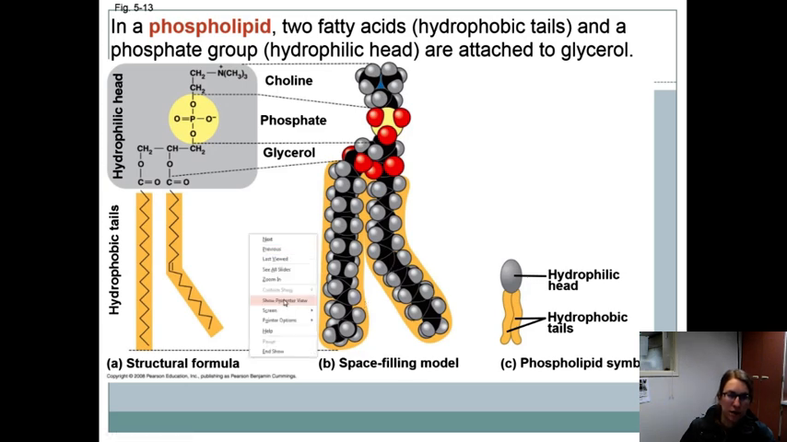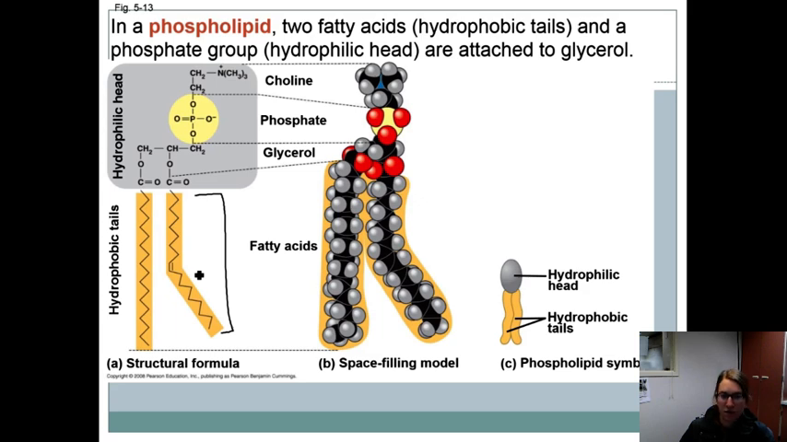So you can see on here, it's a little bit of a simplified picture, but we've got our two fatty acids right here. In this particular one, one of them is saturated and has no double bonds between carbons, and the other one is unsaturated and has that double bond that makes it bend. But there are phospholipids that have two that are saturated or two that are unsaturated. There's a bunch of different kinds of phospholipids. Then up at the top here, connected to the third carbon in the glycerol, we have our phosphate group.